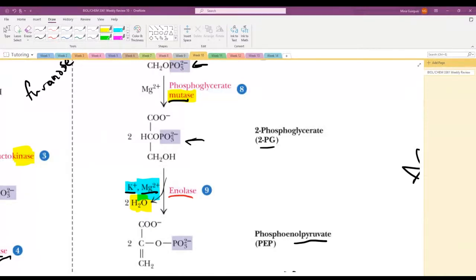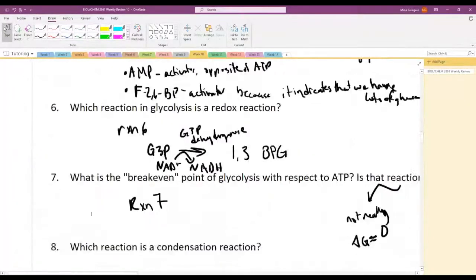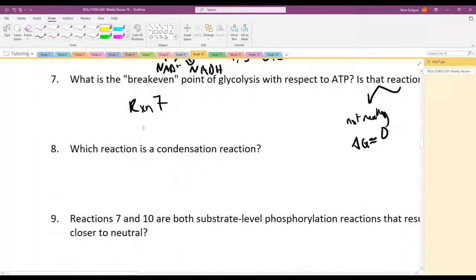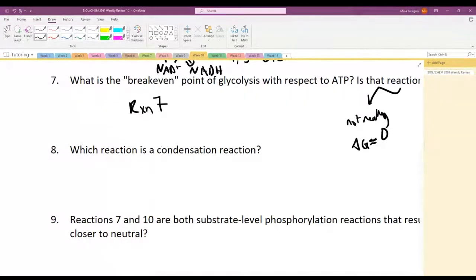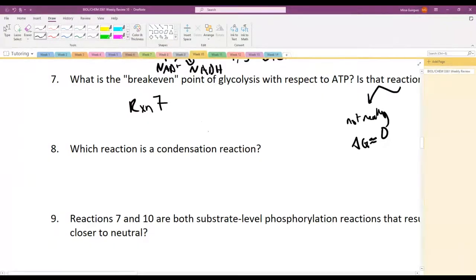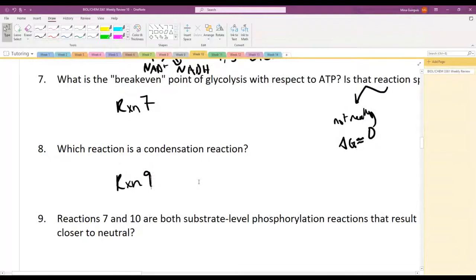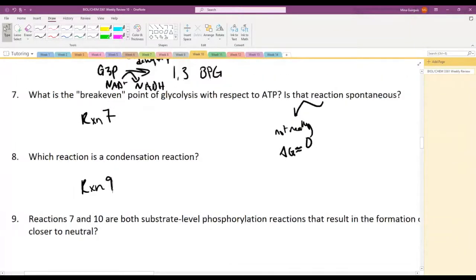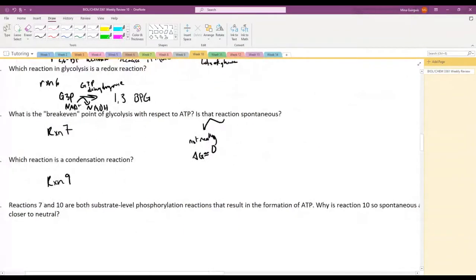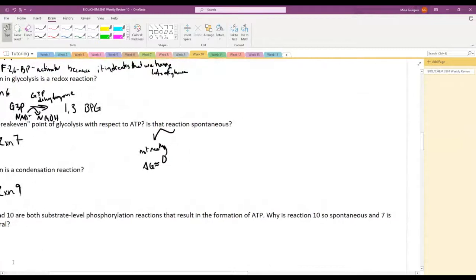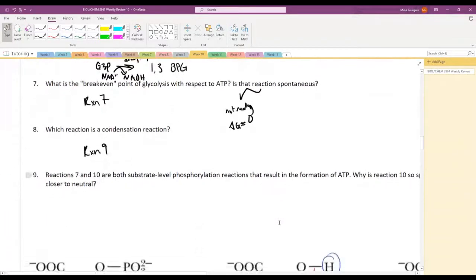All right, so then we're left with phosphoenol pyruvate, all right? And that's where this next question comes in. So hang on, this was reaction 9. No, reaction 8, I apologize. No, sorry, it is reaction 9. I always get those numbers mixed up. Okay, so question number 9 says, reactions 7 and 10 are both substrate level phosphorylation reactions that result in the formation of ATP. Why is reaction 10 so spontaneous and 7 is closer to neutral?